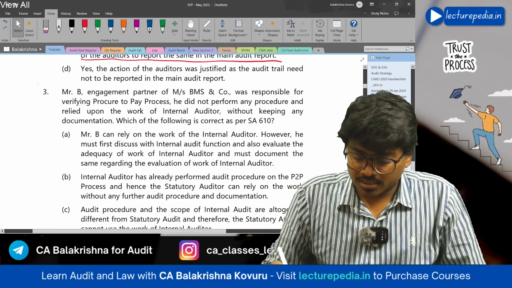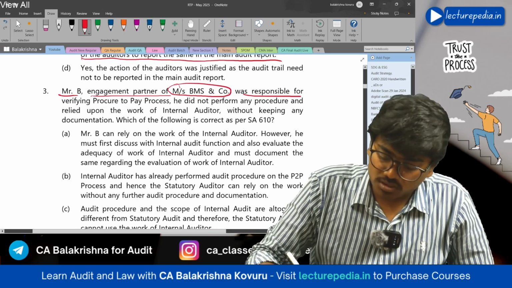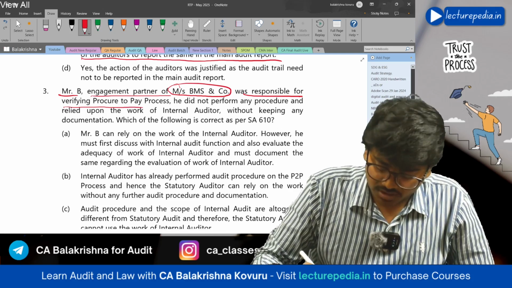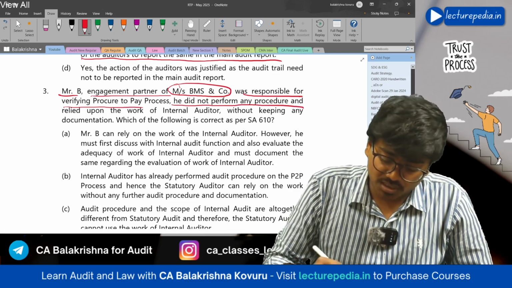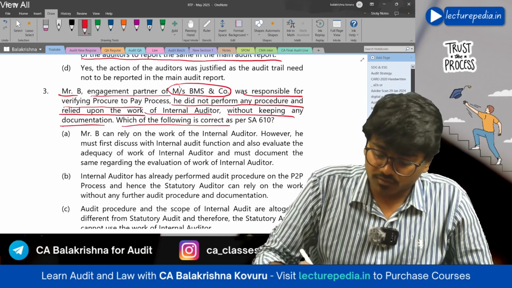Yes. Next, third MCQ. Mr. B, engagement partner of Mrs. BMS and Co, was responsible for verifying procure-to-pay processes. He did not perform any procedure and relied upon the work of internal auditor without keeping any documentation. Which of the following is correct?